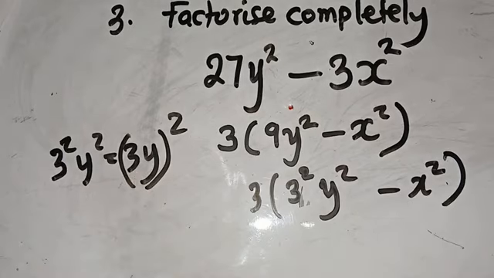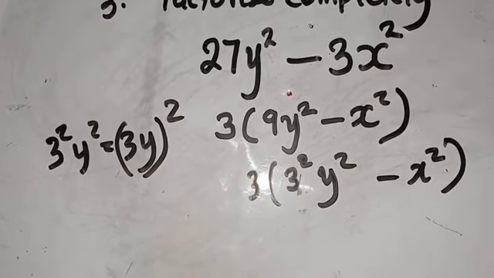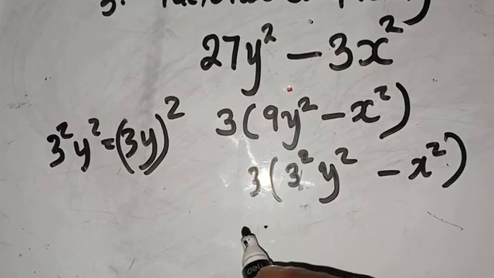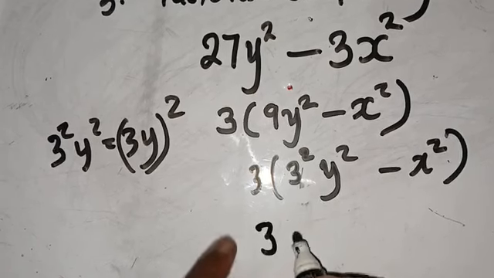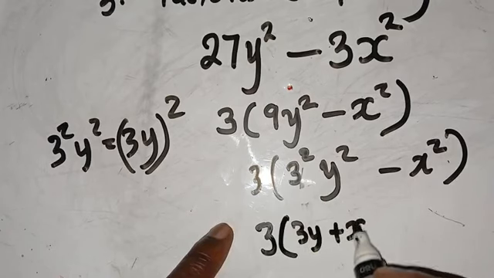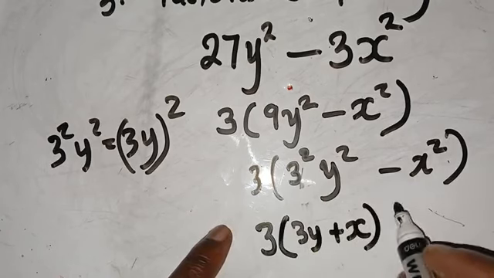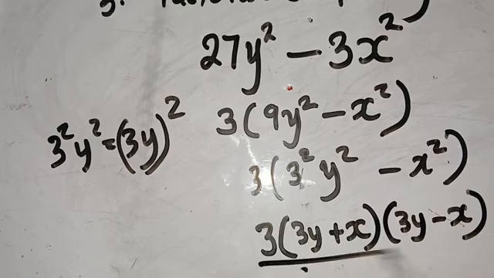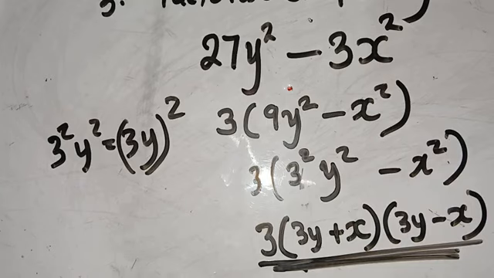So finally, we can have our answer in this form, where we need to write the answer using the rules of factorizing a difference of two squares. So we have 3, then we'll have (3y plus x), close brackets, and then (3y minus x), close brackets. This, ladies and gentlemen, is what is going to be our answer. I hope you're following me.